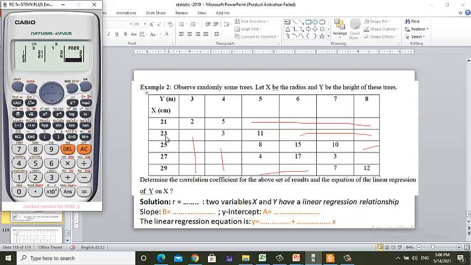The second row: 23, and 4, and the frequency is 3. Finish. Continue 23, and y is 5, and the frequency is 11. So then I finish the second column, and next you try to input the data for the third column. There are 3 rows here, and after that you can check your answer.